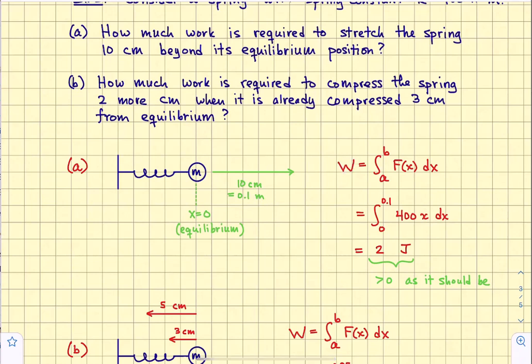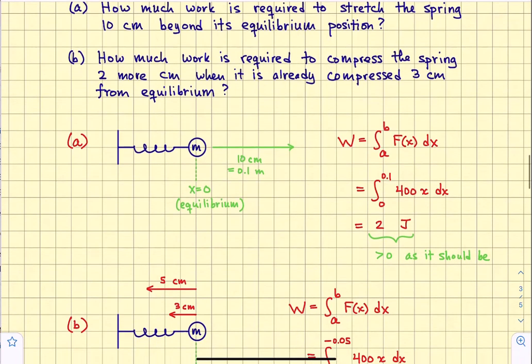And so work is the integral from a to b of f of x dx. We would integrate from 0 to 0.1, 400x dx. That's a very basic integral to calculate. It comes out to be 2, and the units here are joules. This is positive work, just as we would expect it should be.